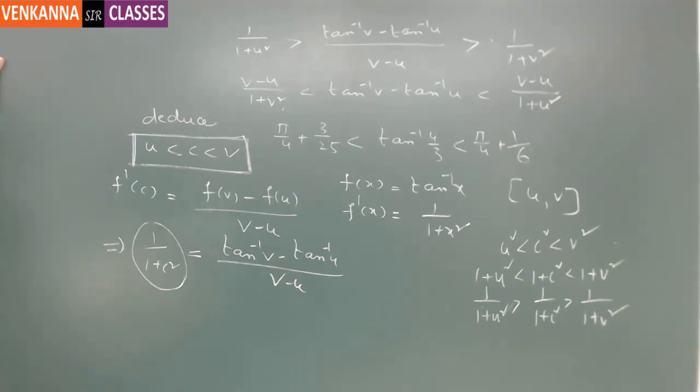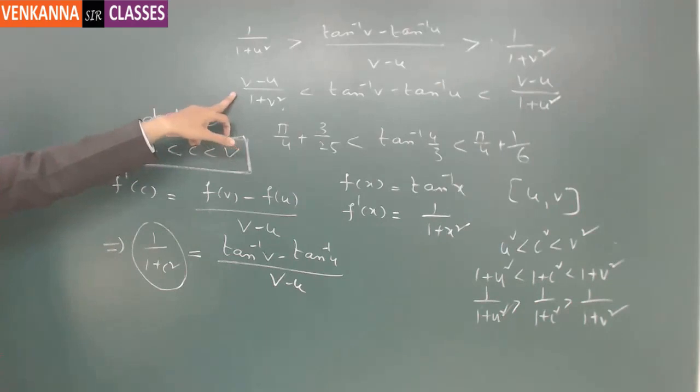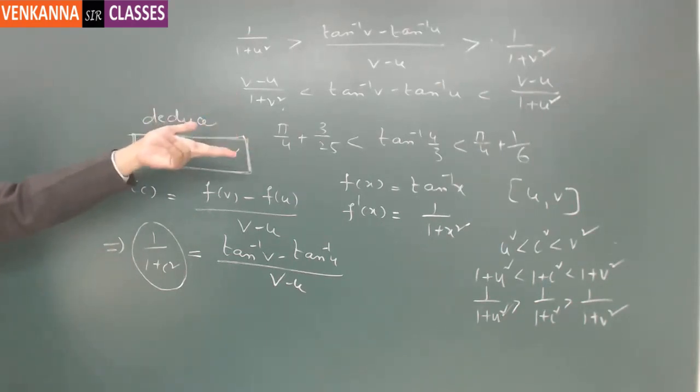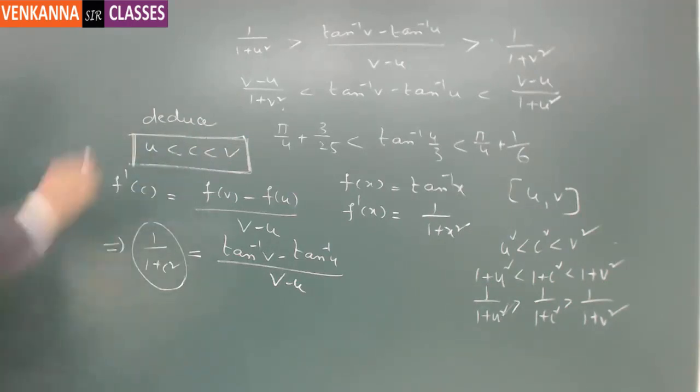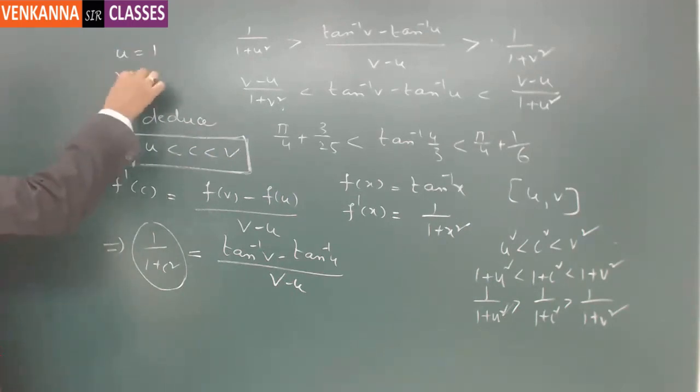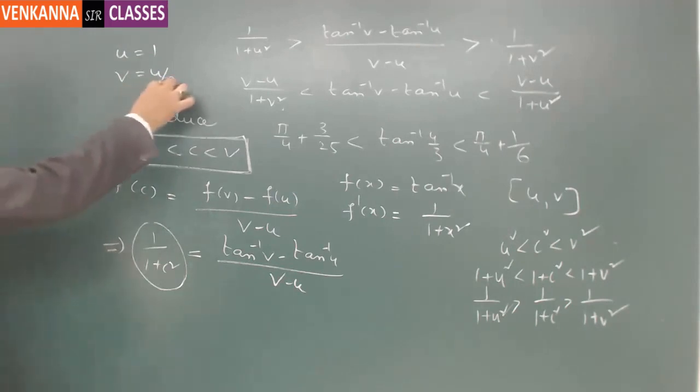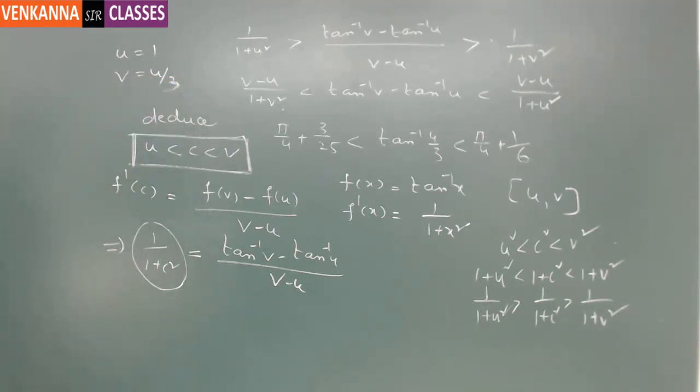Okay. So after having this inequality, we are going to have a deduction here. So how does the deduction take place? In the inequality which is obtained, you are going to substitute suitable values in place of u and v. So as per the inputs given, we are going to take u is equal to 1 and v is equal to 4 by 3. Now, can you give the illustration why you are going to take u is equal to 1 and v is equal to 4 by 3?